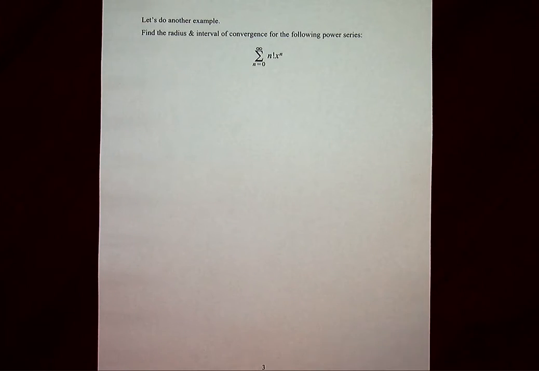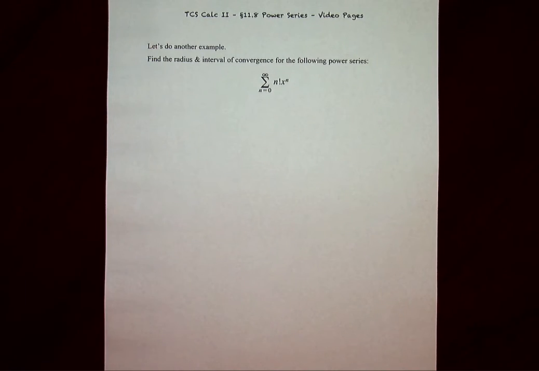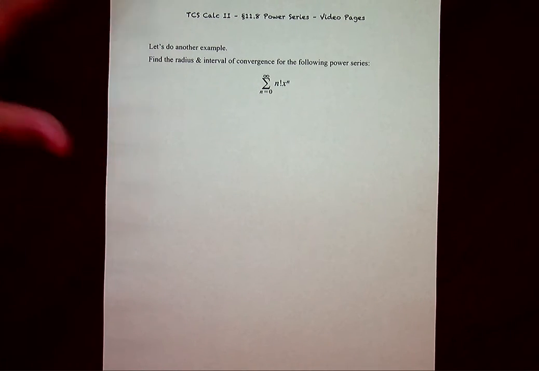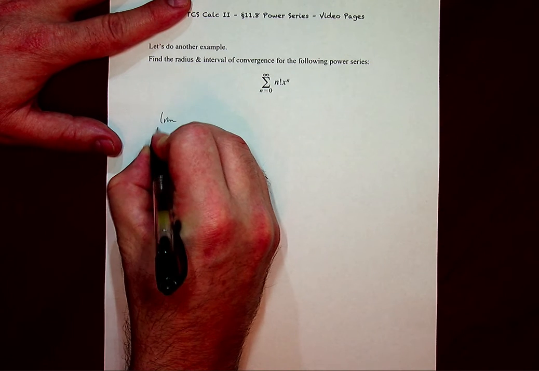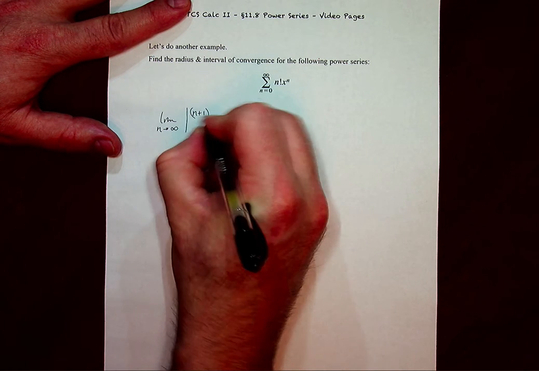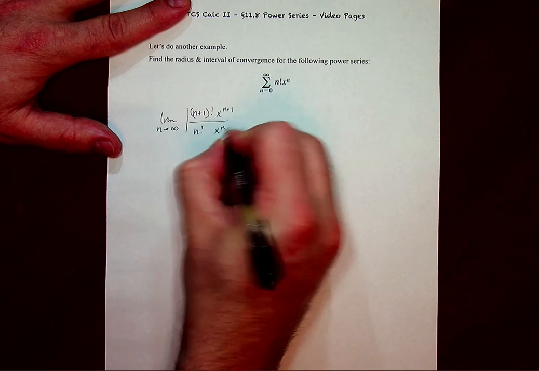Let's do another example. Now, we have the radius and interval of convergence for the following power series, and it is sigma n equals 0 to infinity of n factorial times x to the n. So it's pretty similar to the previous one, except for all of a sudden we have n factorial in there. So let's go ahead and do the ratio test, and we have the limit as n approaches infinity. We have n plus 1 factorial x to the n plus 1 over n factorial x to the n.